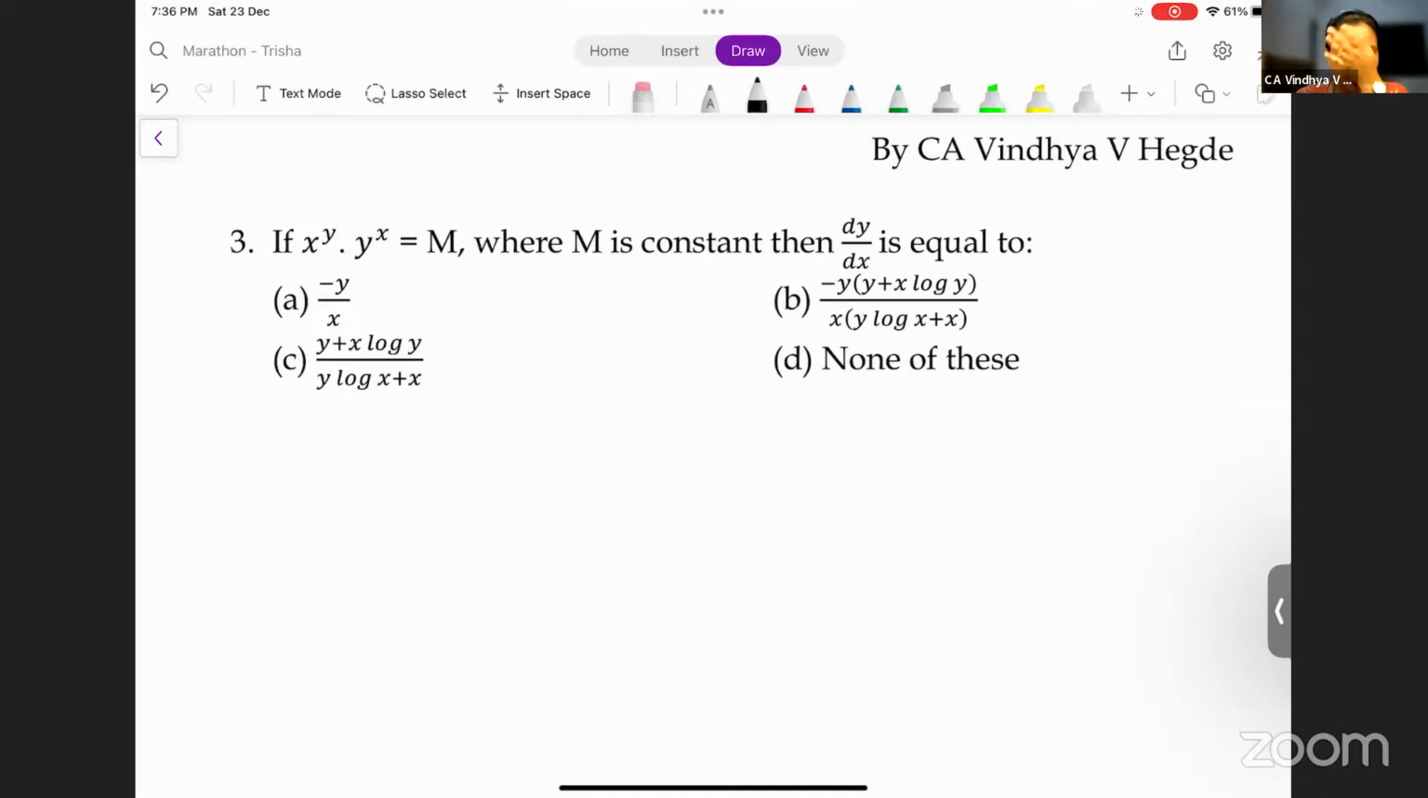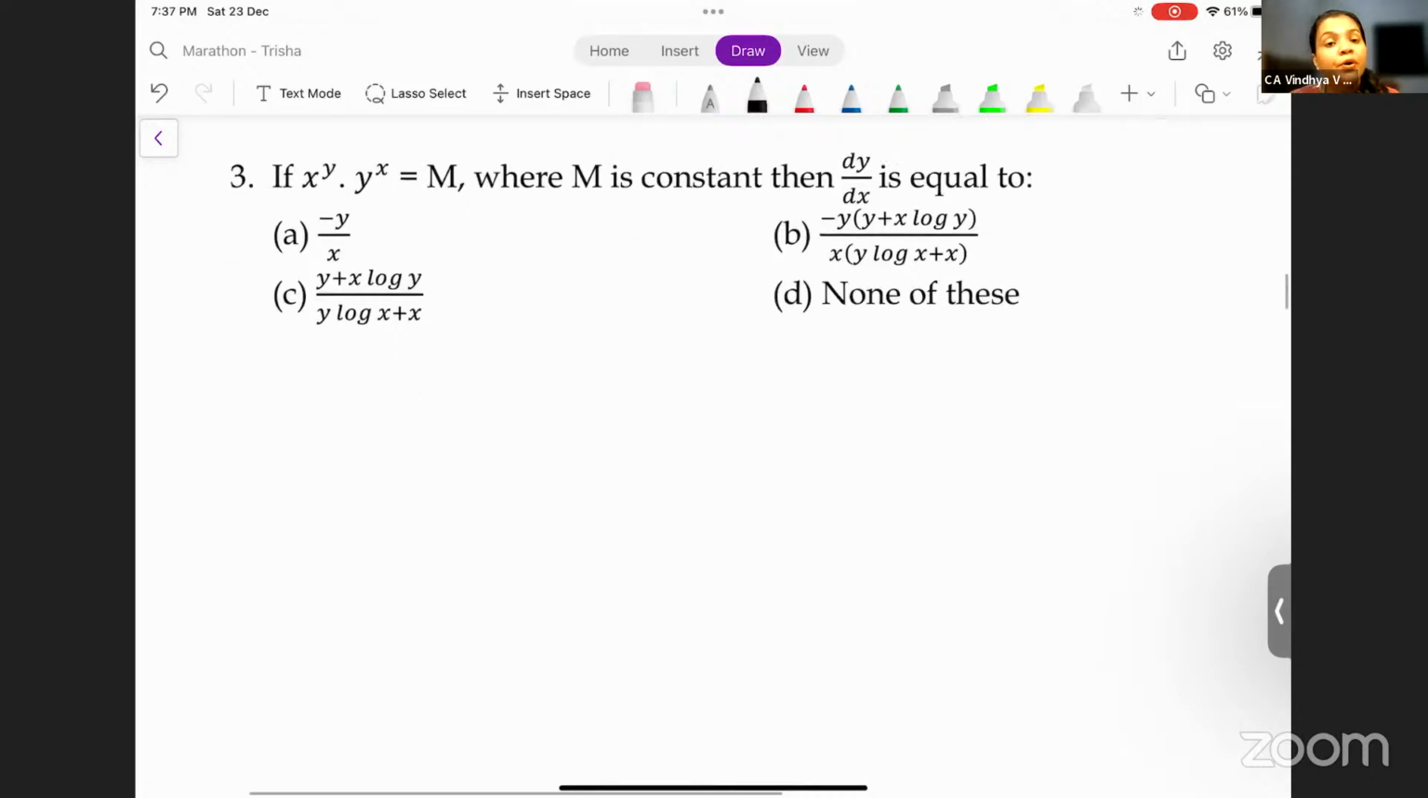Next one. X to the power y into y to the power x is equal to m, where m is a constant. Now here, x to the power y also is not there in basic form. Y to the power x is also not there. So how do you solve this? You solve this using log. All right. So how do you solve this using log? You apply log on both sides.